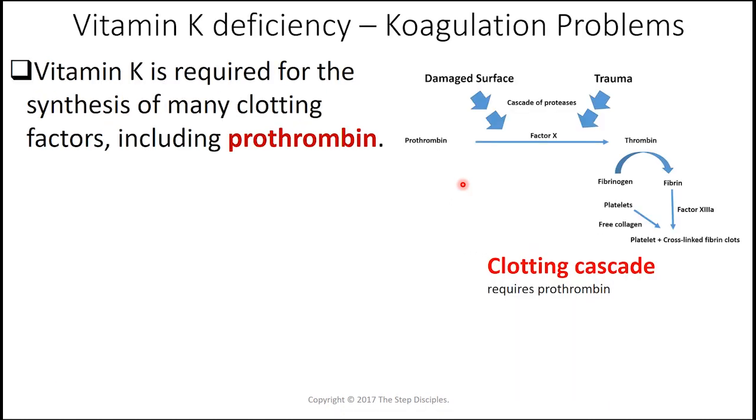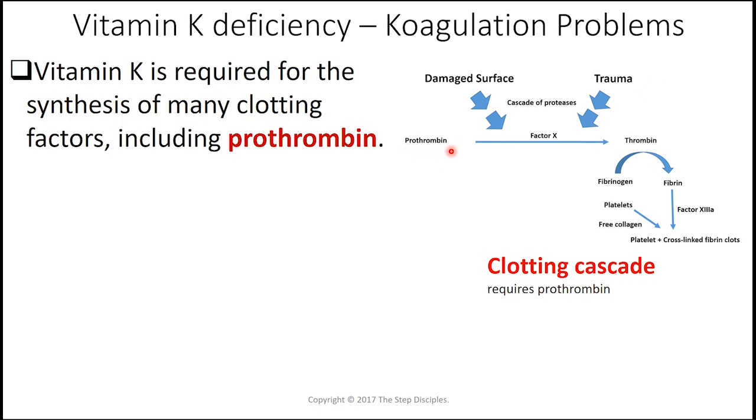Then we come to vitamin K. So my mnemonic here is vitamin K deficiency is associated with coagulation problems. So you just change the C to a K like I did up here and you're golden. Vitamin K is actually required for the synthesis of many clotting factors, including prothrombin.